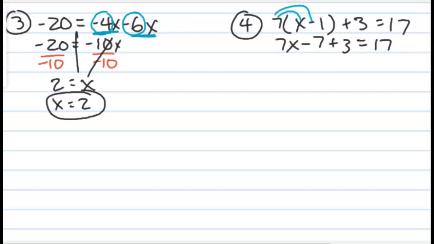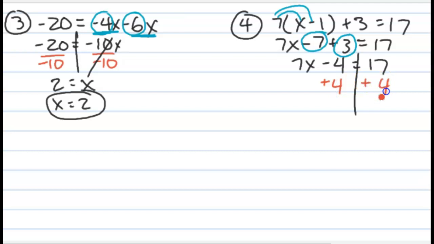I can move on with my like terms. In this equation here, I have constants as my like terms. I'm going to add my constants together, negative 7, positive 3, and that's going to give me 7x minus 4. Now I am ready to start solving. I'm going to add 4 to both sides. Cancels here. I get 7x equals 21. Last, this is multiplication here, so I will divide, and I get x equals 3.